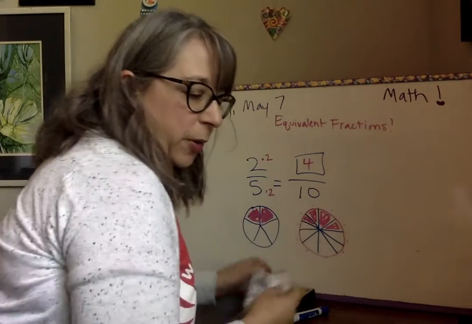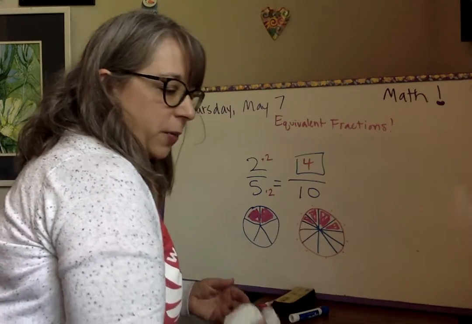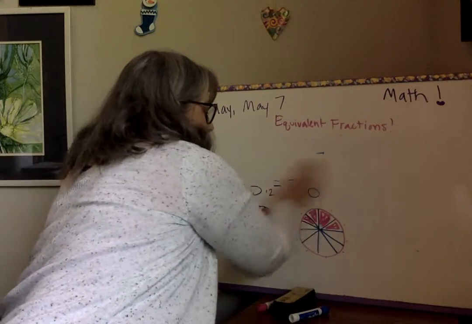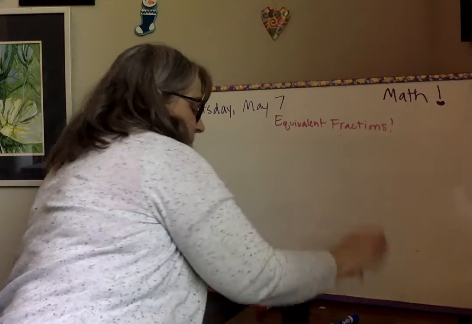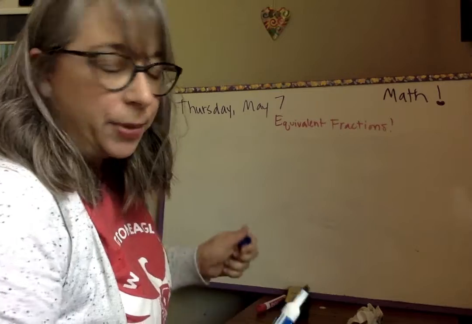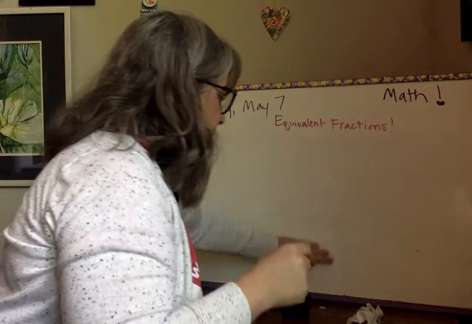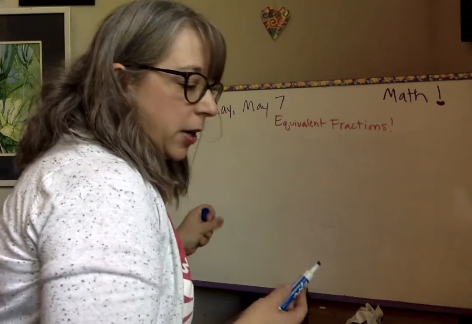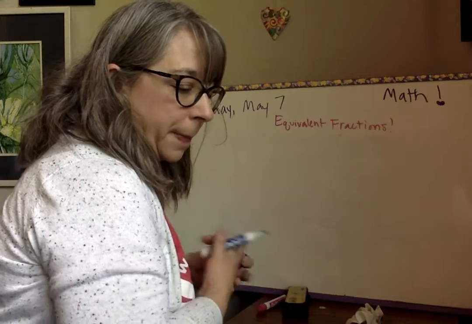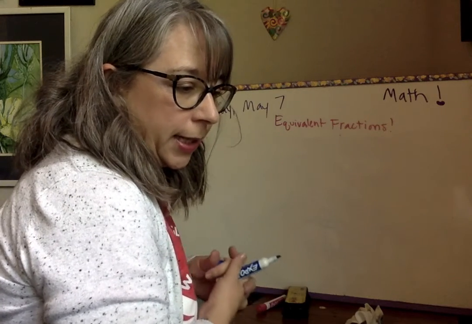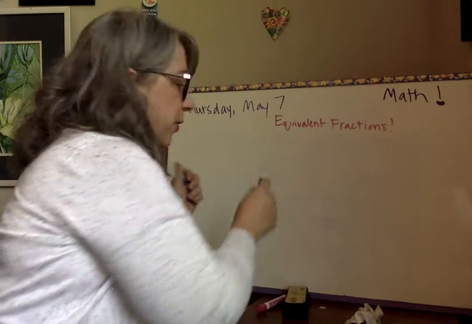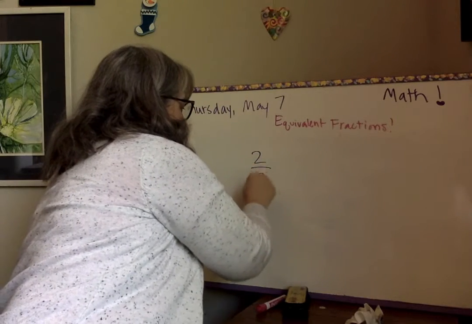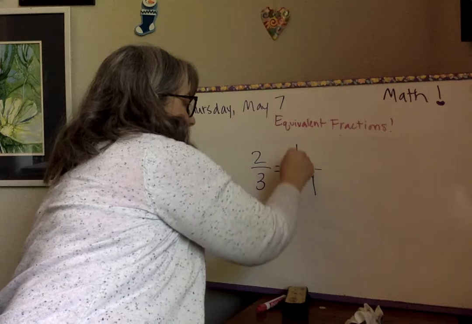So I'm going to do one where we can actually use a number line. Remember, can we do a number line? Yeah, we can draw out a number line. We can show how those are equal with each other using a number line. So let's do 2/3 is equivalent to something over 9.